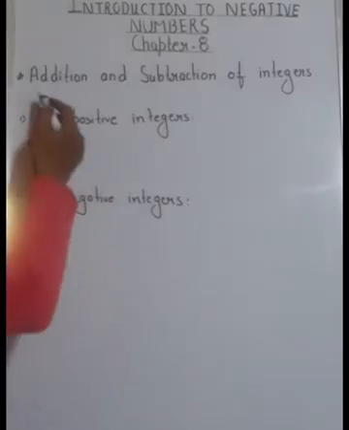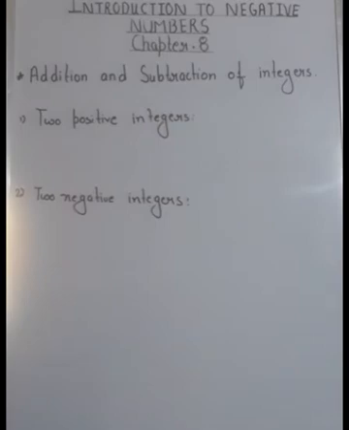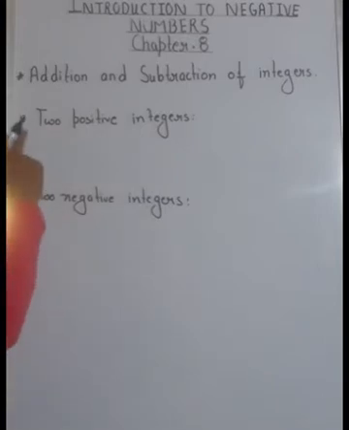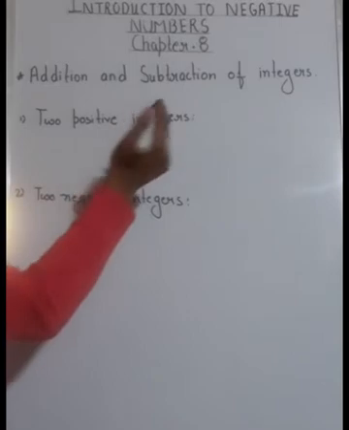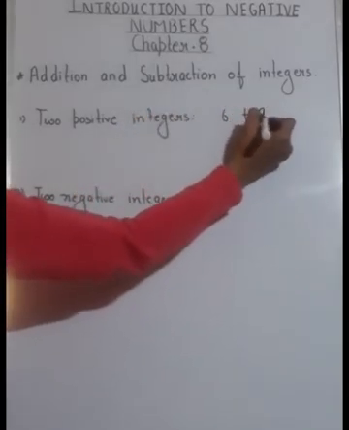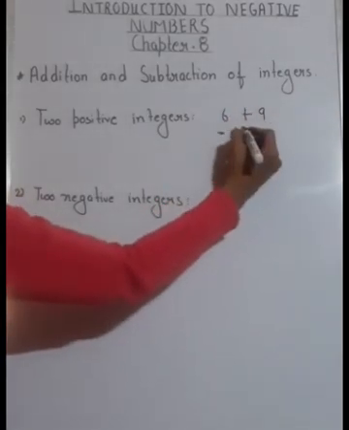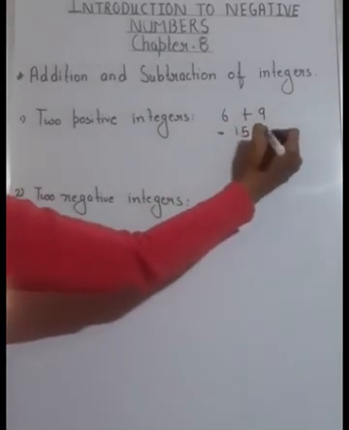So class, this is the last topic of your chapter number 8, that is addition and subtraction of integers. So today we are going to learn how to add two positive integers, two negative integers, and one positive and one negative integer. So first we will do two positive integers. So I take two positive integers like 6 plus 9. Okay, so we add them as we used to add. 6 plus 9 will be 15. Clear? And this will be your answer.